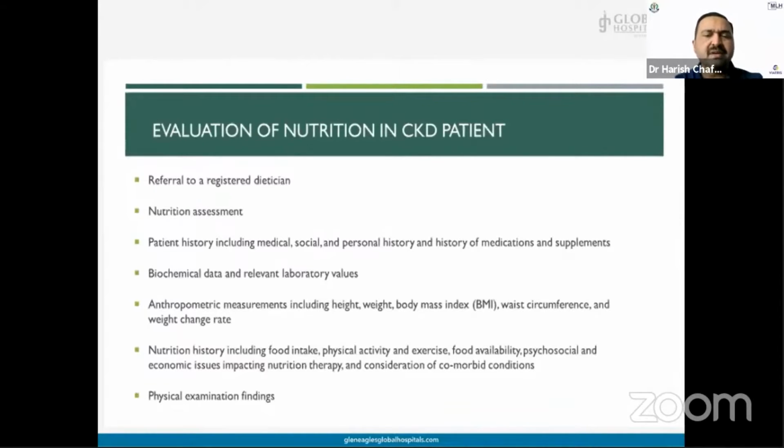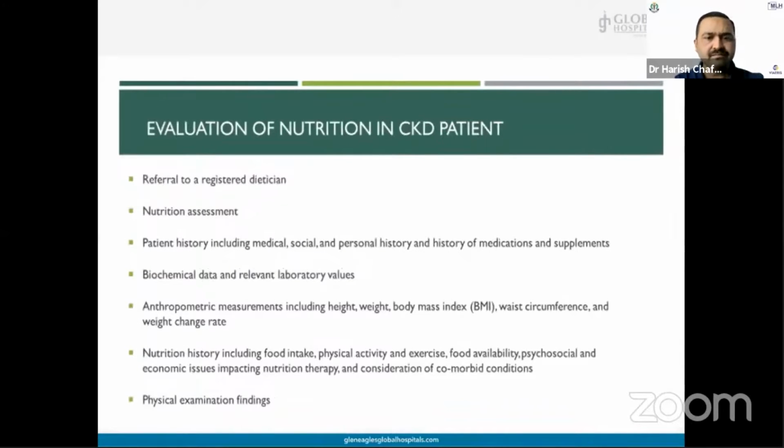You might prescribe many things, but is it available to him? Can he make use of it? Psychosocial and economic issues impacting nutrition therapies again need to be discussed. Physical examination findings are also important.